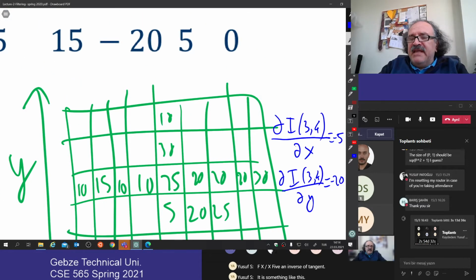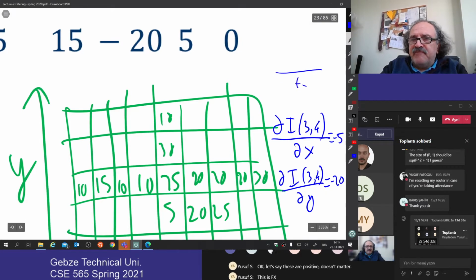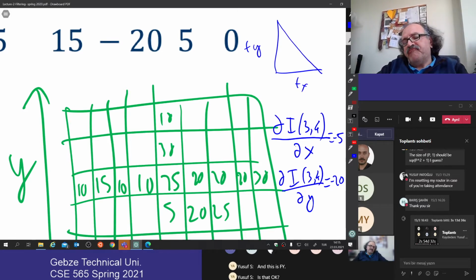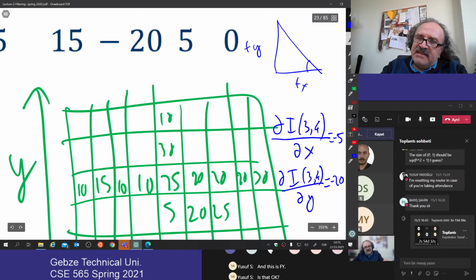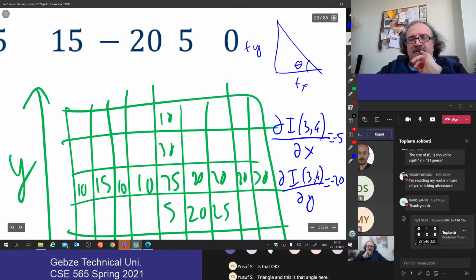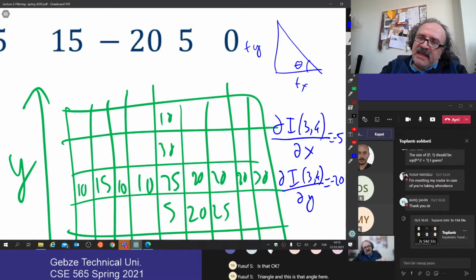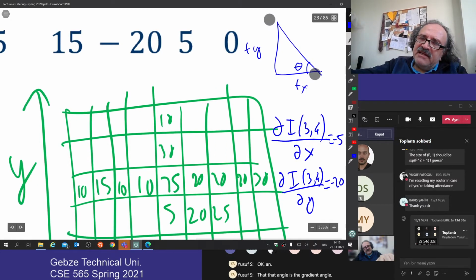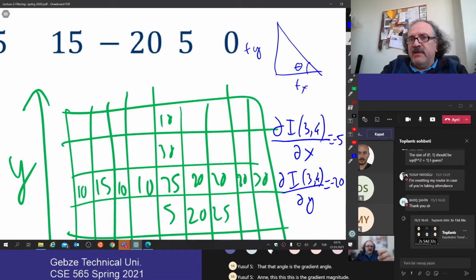Let's say these are positive, doesn't matter. This is fx and this is fy. This is a triangle, and this is that angle here. That angle is the gradient angle, and this distance is the gradient magnitude. We know that, right? This is fx squared plus fy squared.